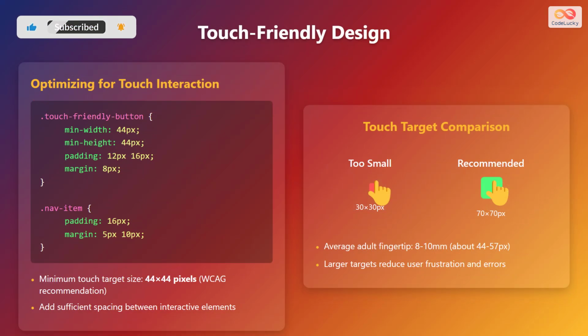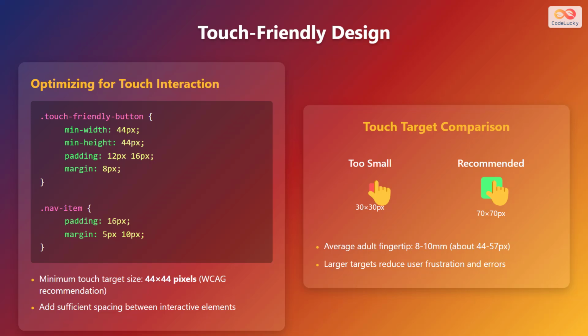Designing for touch interaction is another crucial aspect of mobile optimization. It is important to ensure that interactive elements are easy to tap on a mobile screen. The World Wide Web Consortium recommends a minimum touch target size of 44 by 44 pixels. It is good practice to add sufficient spacing between interactive elements to prevent accidental taps. Here's an example of CSS code that ensures buttons and navigation items are touch-friendly.